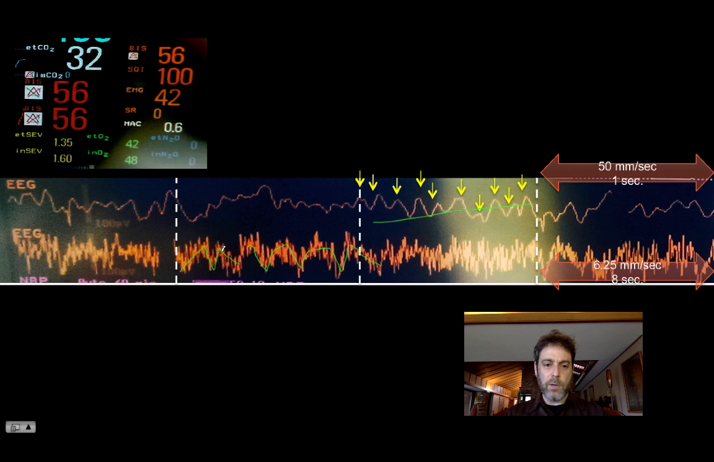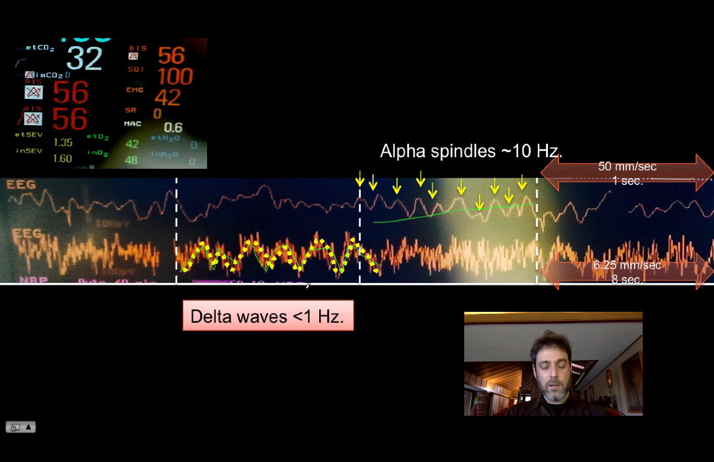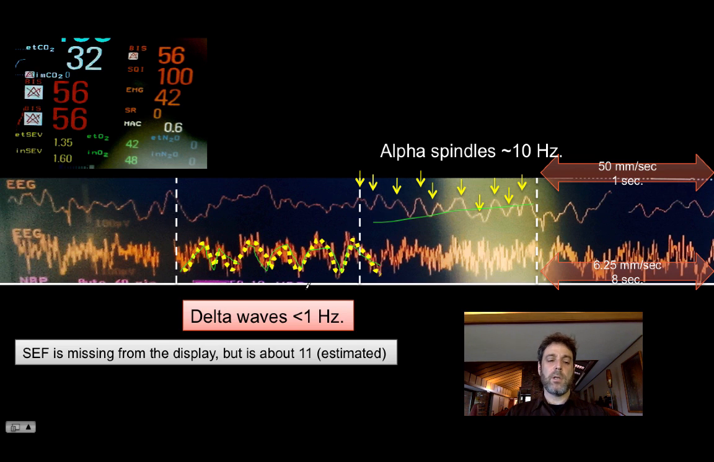Okay, so actually 1, 2, 3, 4, 5, about 6 delta waves in 8 seconds. So less than 1 Hertz there on the delta wave. So alpha spindles at 10 Hertz. And the delta waves lined up pretty well with what I had estimated, although the other estimate was also my estimate. So delta waves at less than 1 Hertz. The spectral edge frequency is missing from these data over here, but I would estimate that it's about 11 Hertz or so. So that's why I estimated it 11.